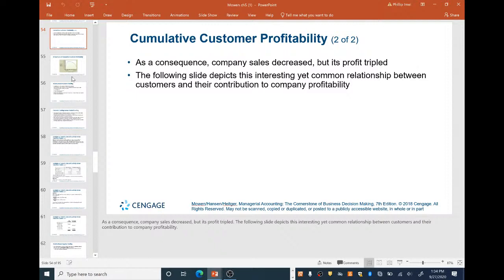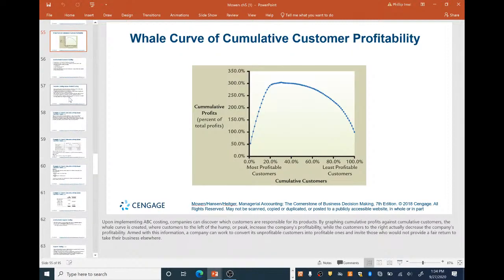By looking at the next slide here, we can see the relationship between the actual customers and their contribution to a company's profitability overall. So let's just look here for just a second. The name of this is a whale curve of cumulative customer profitability. We see on the left the cumulative profits, and on the right we have cumulative customers. And we can see here we start with the most profitable customers and move to those that are the least profitable customers.